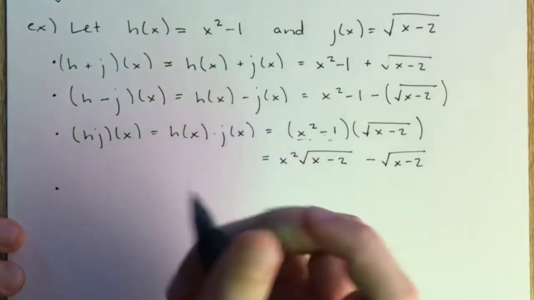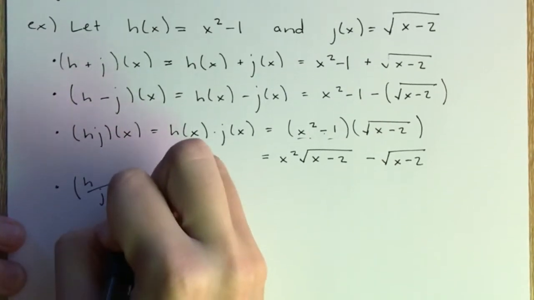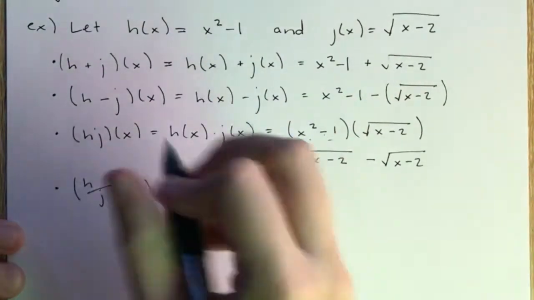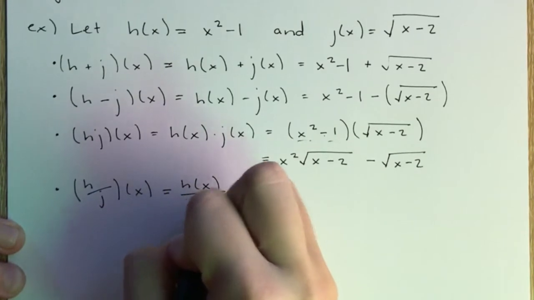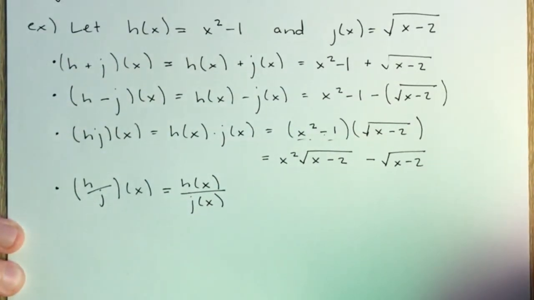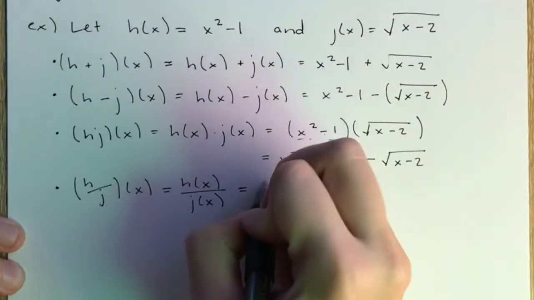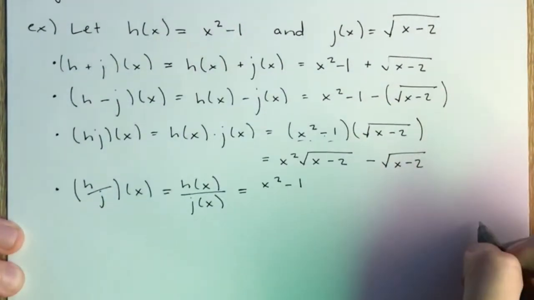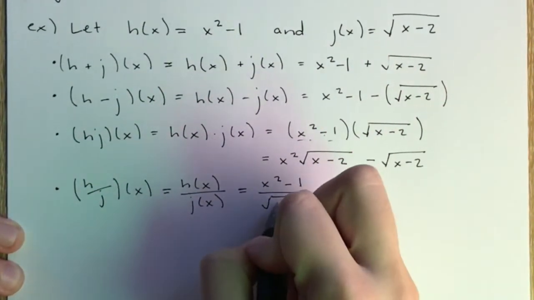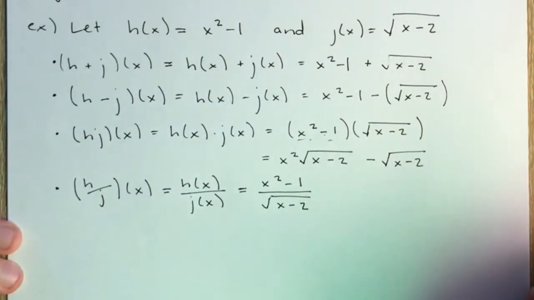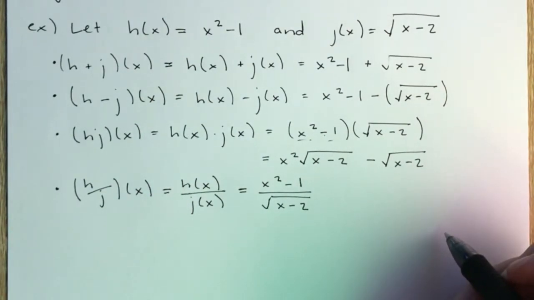All right, last one. Let's say we were asked for (h over j)(x). This is our first quotient function. This is our first division. Again, it's just h(x) over j(x). Here, h(x) is x squared minus 1. j(x) is the square root of x minus 2. Simple as that. There's nothing we can really do here to make this more simple, so we can leave it as is.